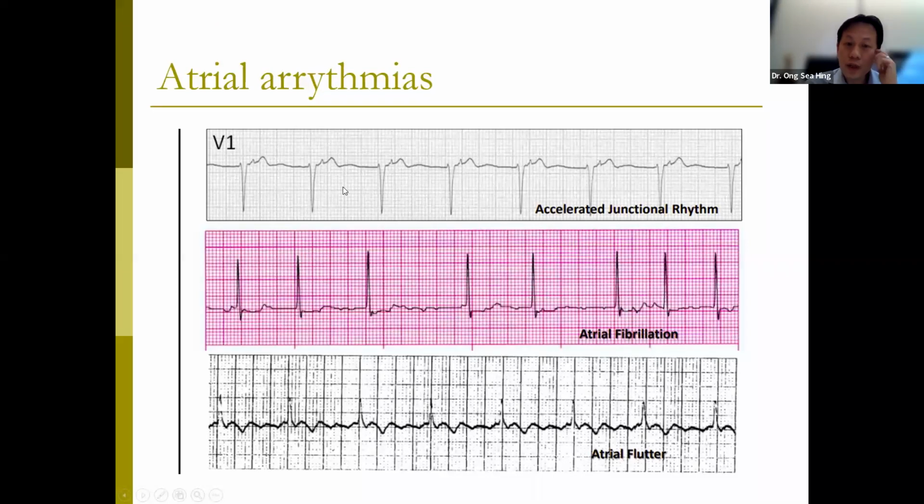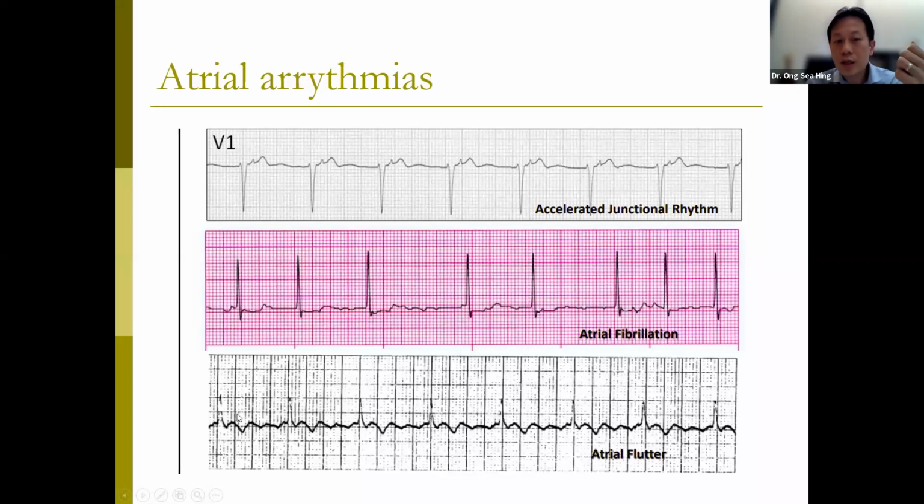So some of the atrial arrhythmias that we need to be aware of are atrial fibrillation. I'm not going to talk too much about atrial fibrillation because most of us, when we see atrial fibrillation, can recognize it. It is a haphazard baseline. There are no real P waves that you see, and the QRS complexes are irregular. That's atrial fibrillation. When you have a sawtooth appearance, that's atrial flutter.